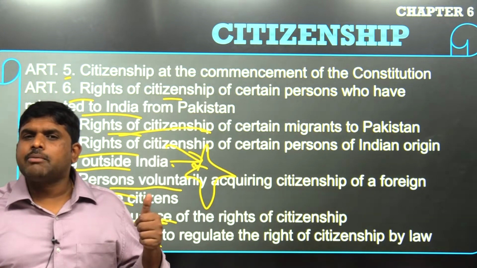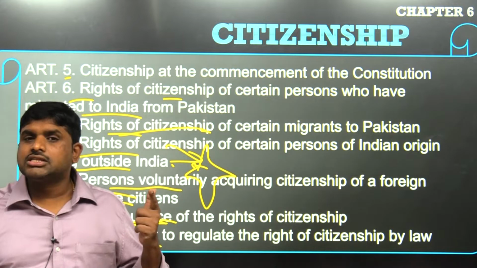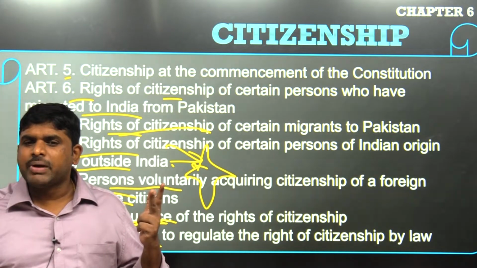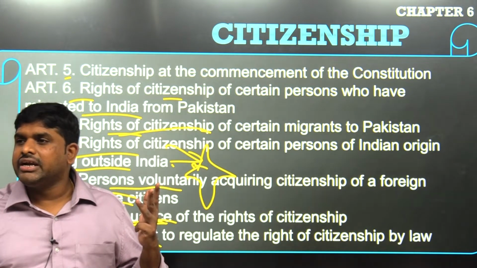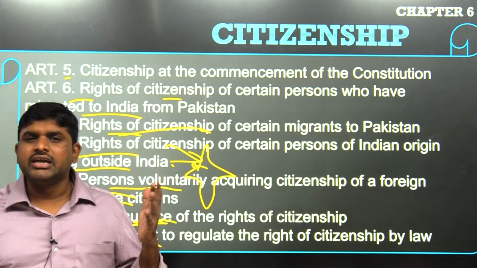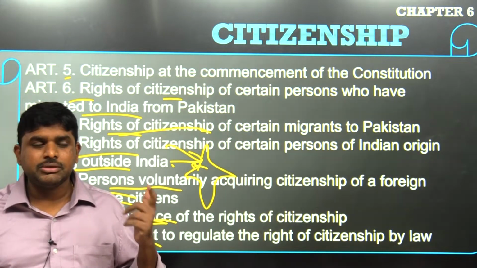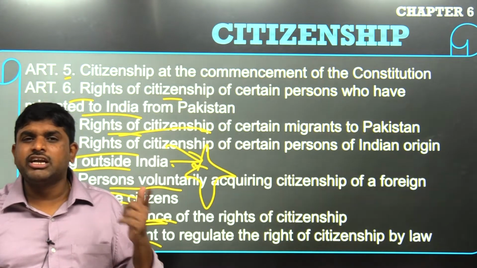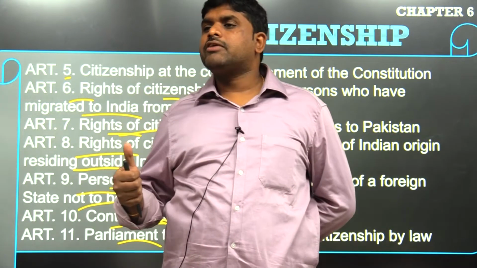Article 5: at the time of commencement of the Constitution, who are citizens. Article 6: migrated to India. Article 7: migrated to Pakistan. Article 8: the people of Indian origin residing outside India. Article 9: voluntarily acquiring the citizenship of a foreign country. Article 10: continuation of citizenship. Article 11: Parliament has the power to determine citizenship.